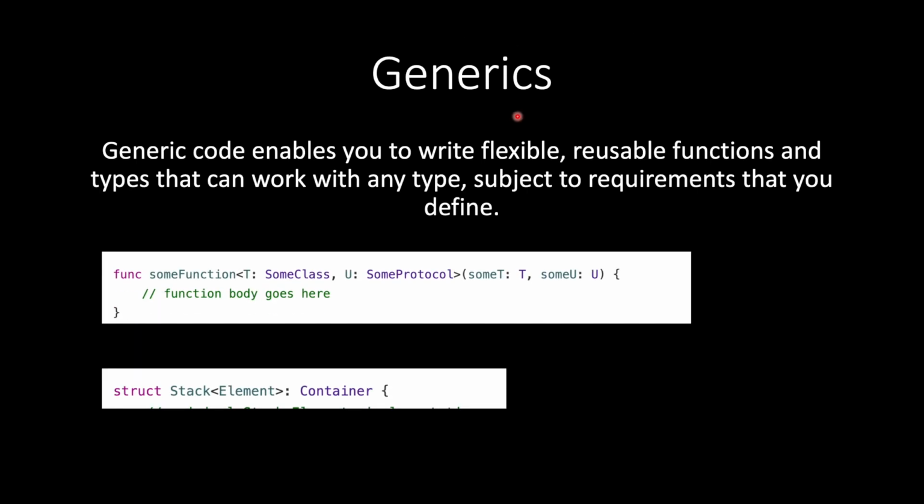Here is a quick recap about generics. As we know, generic code enables you to write flexible, reusable functions and types that can work with any type, subject to the requirements you define. Here are examples of generics. In this function, T and U are generic types. And in this custom type example, Element is the generic type.